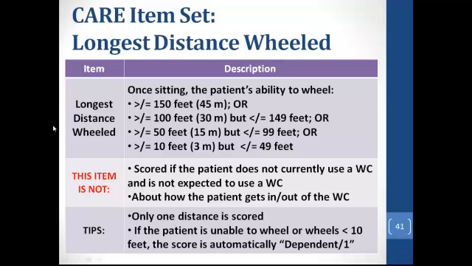This item is again not about how the patient gets in and out of the wheelchair. It is also not scored if the patient does not currently use a wheelchair and is not expected to use a wheelchair. As with the walking item, this item may be different than what you are accustomed to scoring, because only one distance is scored. And if the patient is unable to wheel 10 feet, then they are scored as dependent, even if they were able to wheel 5 feet with steadying or touching assistance only. The score would still be dependent for 10 feet.